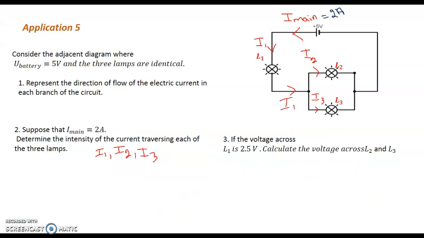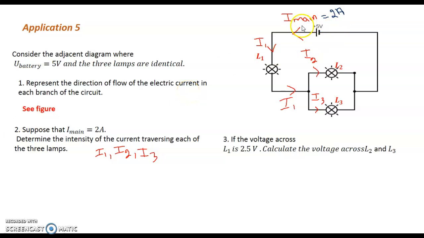Application 5. Consider the adjacent diagram where U battery equals 5 volts and the 3 lamps are identical. This is a very important given. Given that the lamps are identical is very important. So represent the direction of the flow of the electric current in each branch of the circuit.